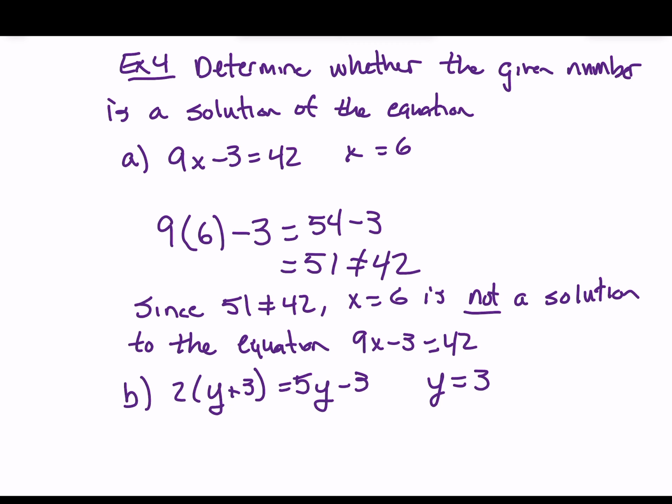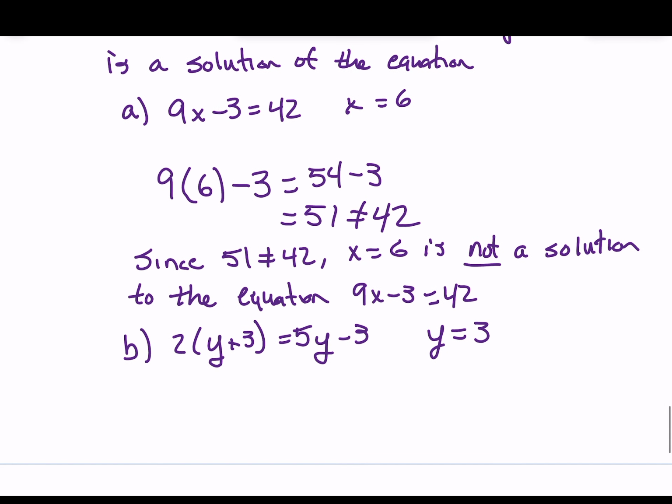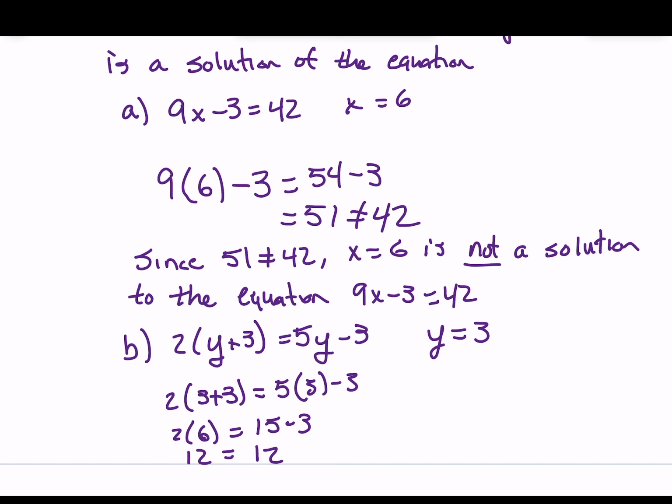Okay, let's try another. In this example, we have 2 times the quantity y plus 3 equals 5y minus 3, and we want to plug in y equals 3 to see if that's a solution. So we plug in 3 everywhere we see a y. Okay, so on the left-hand side, we have 3 plus 3 in parentheses, so that turns into 6. And then on the right-hand side, we have 5 times 3, which is 15, minus 3. On the left-hand side, 2 times 6 is 12, and 15 minus 3 is also 12. When is 12 equal to 12?